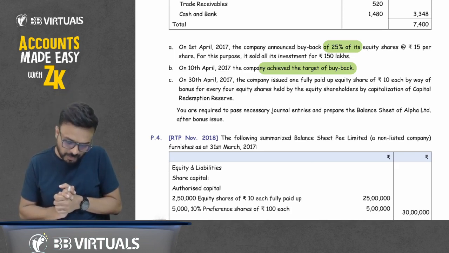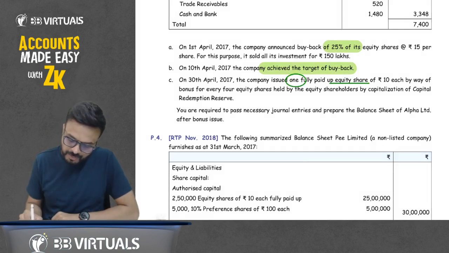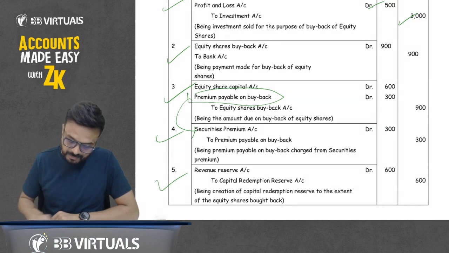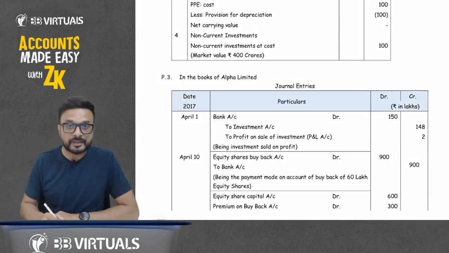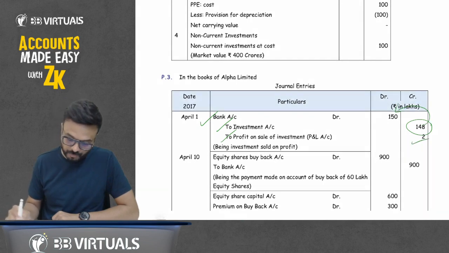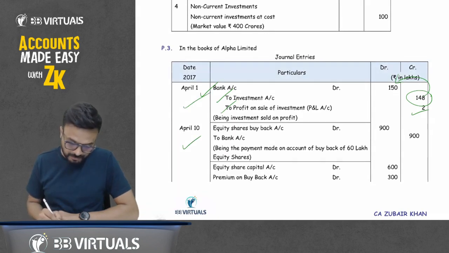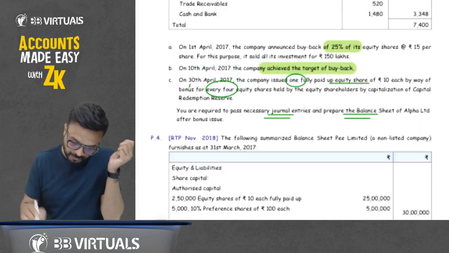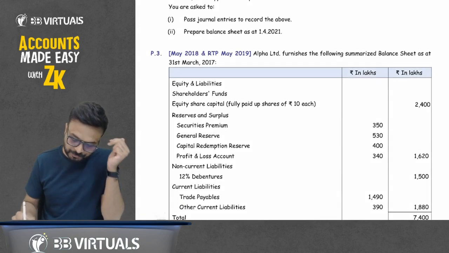Then the third point: on 30 September 2017, the company issued fully paid equity shares of rupees 10 each by way of bonus shares for every 4. You are required to pass journal entries and prepare the balance sheet. So you can see the solution of question number 3. First, sale of this investment. So investment of rupees 1,40,000 you sell at rupees 142. There is a profit of rupees 2 lakh. Then after the sale of investment comes the buyback of shares. Now you can see how we have calculated one by one.